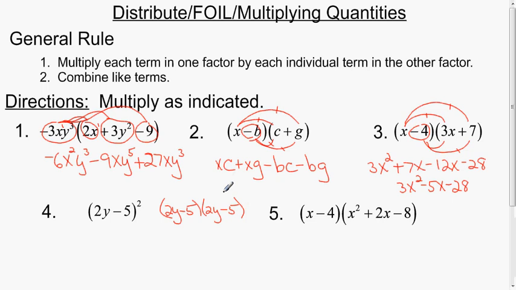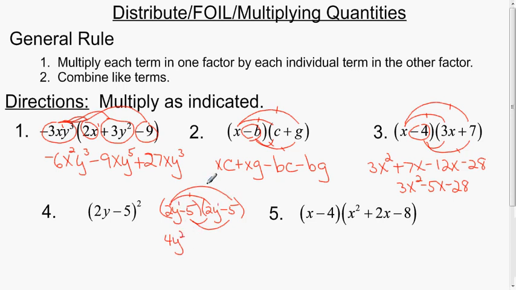More appropriately, it's the quantity 2y minus 5 times the quantity 2y minus 5. So, continuing for that, I'm going to take the 2y in the left factor, multiply it by both terms of the other, and then I'm going to take the negative 5 in the left factor and multiply it by both terms of the other. 2y times 2y is not 4y, it is 4y squared, because you must add these exponents.